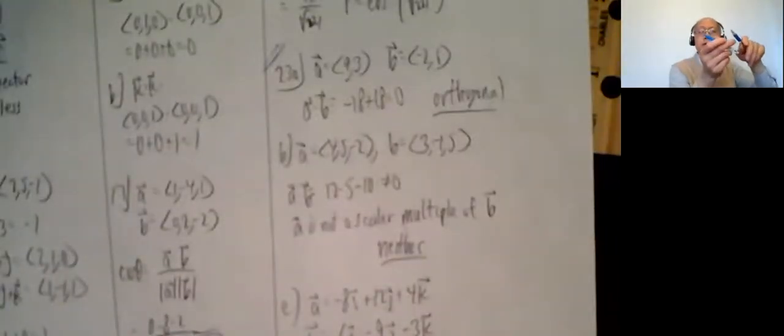Okay, for B, how can you tell if the two vectors are parallel? If two vectors are parallel, then they have to be scalar multiples of each other. In other words, you can multiply one of the vectors by some real number to get the other.